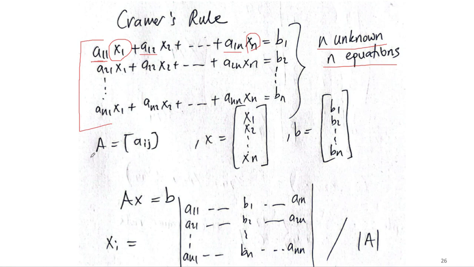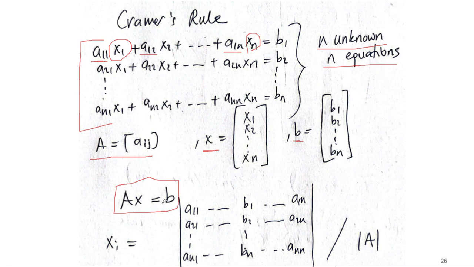The matrix of coefficients is denoted by A, and the elements of this matrix are given by these a_ij terms. Then the vector of unknowns is given by X, and the right-hand side values are given by these B values. So in compact form, we can represent this system as A times X equals B.